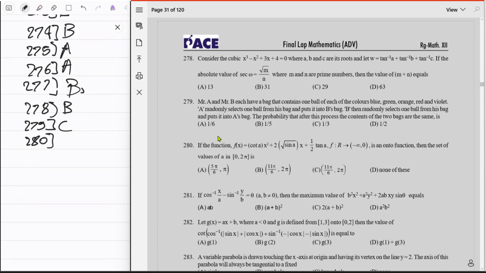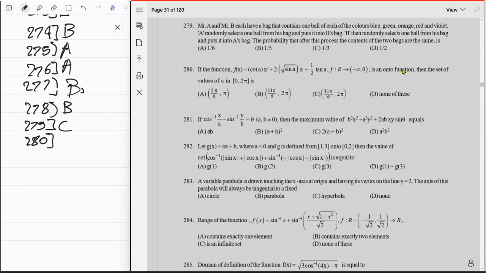If this function is an onto function, the set of values of a in 0 to pi is... This function is an onto function. Okay, cot a x squared plus 2 and so on. The range is negative infinity to 0. So this is always negative or equal to 0. Okay, equal is not needed. In fact, it should be touching 0, just touching 0, because otherwise how would it work?